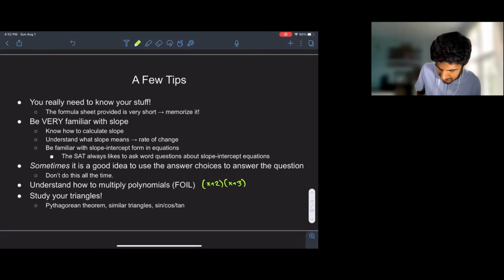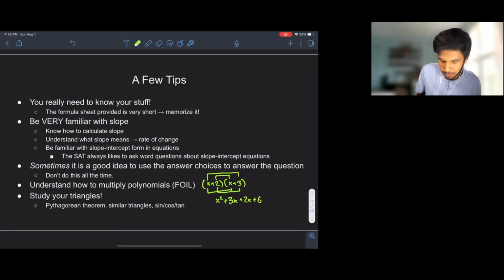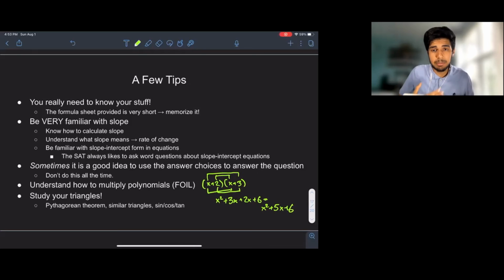So first is the first term, so we multiply those two and we get x squared. Outer is the outer terms, so that's 3x. Inner is these 2 terms, so that's 2x. And then last is the last 2 terms, so that's plus 6, multiplying them. And if we simplify this, we get x squared plus 5x plus 6. So you should be able to do this and be very comfortable with it.